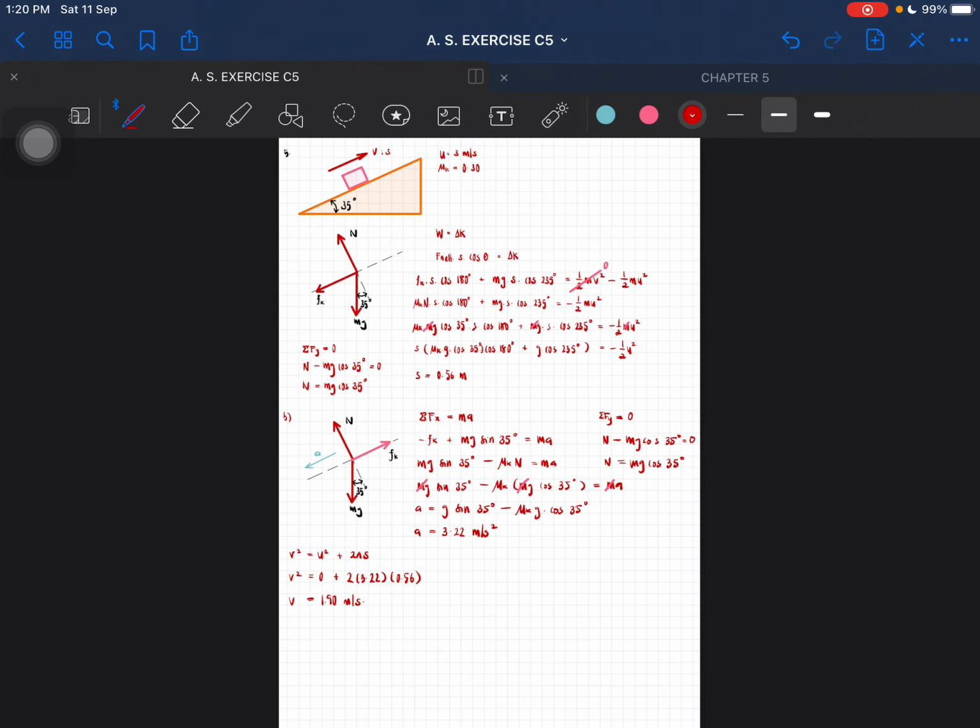Right? So that is how you solve question number 5. If you have problem using the work kinetic energy theorem, you can opt to use this type of solution, I mean by using the Chapter 4 solution. Okay? Alright, so that is the solution for exercise number 5.